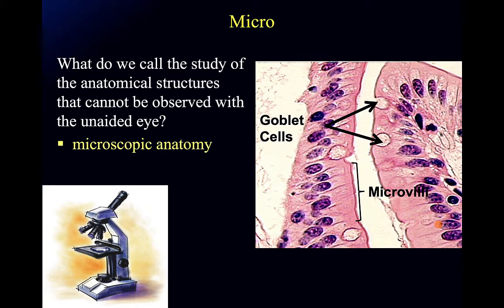We could look at microscopic anatomy, which is going to be structures that cannot be observed with the unaided eye, and therefore where we're going to need a microscope. Over here to the right, we see a particular tissue. This one has goblet cells and microvilli. Goblet cells produce mucus. Microvilli increase surface area.